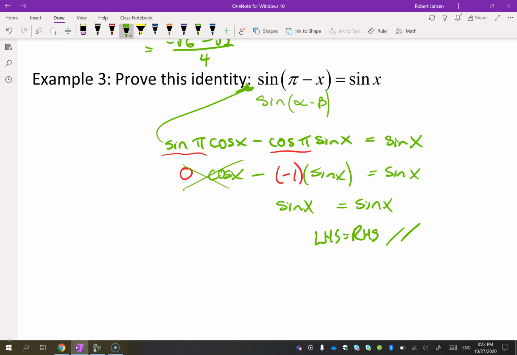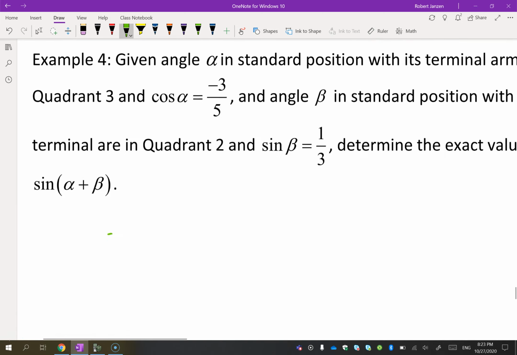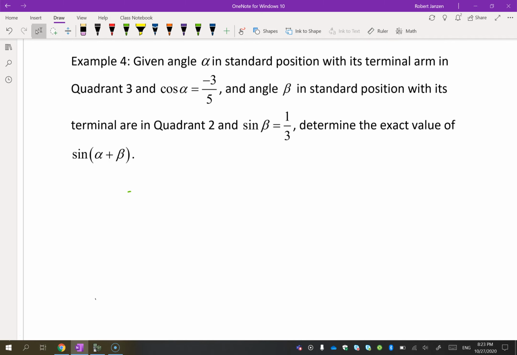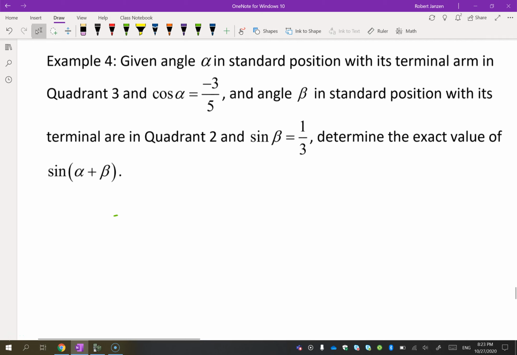All right, now, this next question, 100% guarantee this shows up on a test. This is like one of the most common questions you're ever going to see. Okay, let's see what it says. Let's talk about angle alpha first. It says angle alpha is in standard position with its terminal arm in quadrant 3.